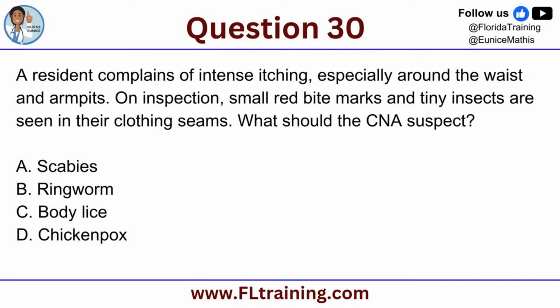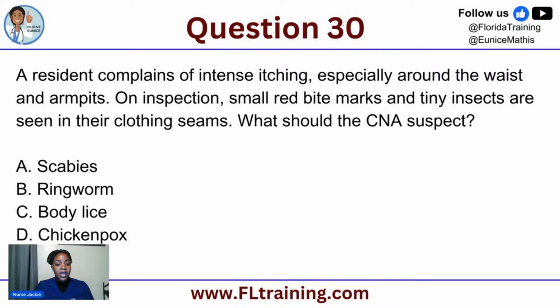A resident complains of intense itching, especially around the waist and armpits. On inspection, small red bite marks and tiny insects are seen in their clothing seams. What should the CNA suspect? A, scabies, B, ringworm, C, body lice, or D, chickenpox? So lots of itching.